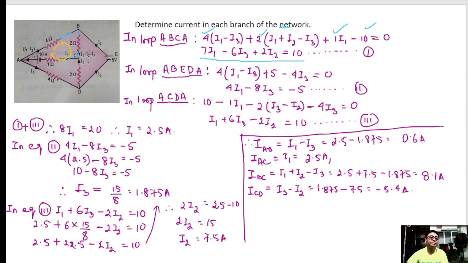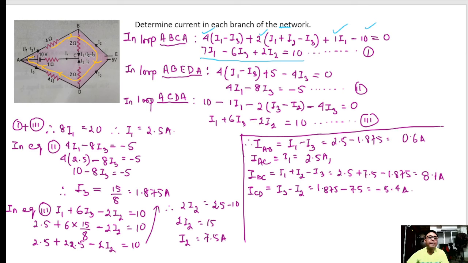Now applying it for the second loop. Let us apply the second loop here, A B E D A, A B E D A. That means we are applying the loop in this part, in this way. Okay, A B E D A, closed loop.